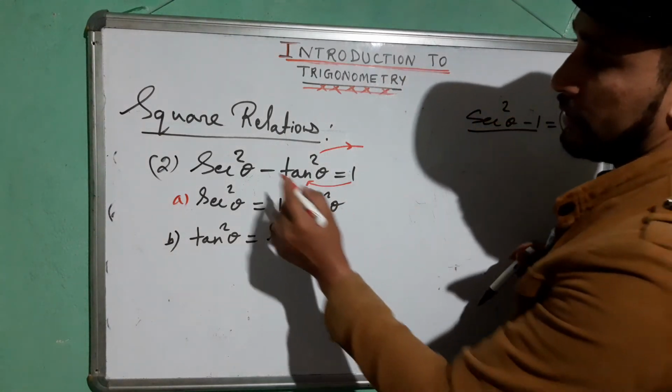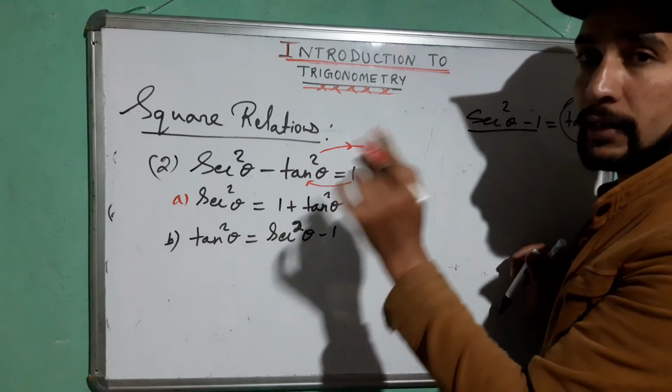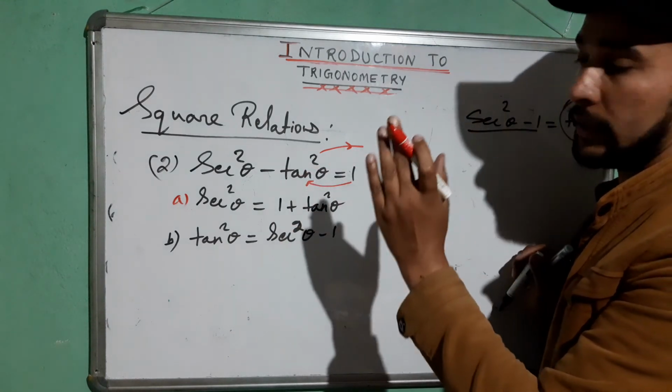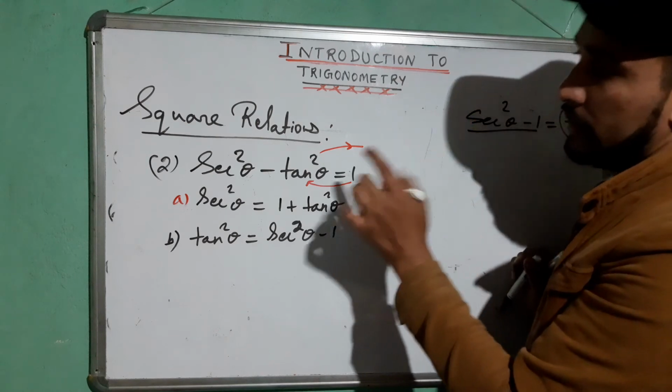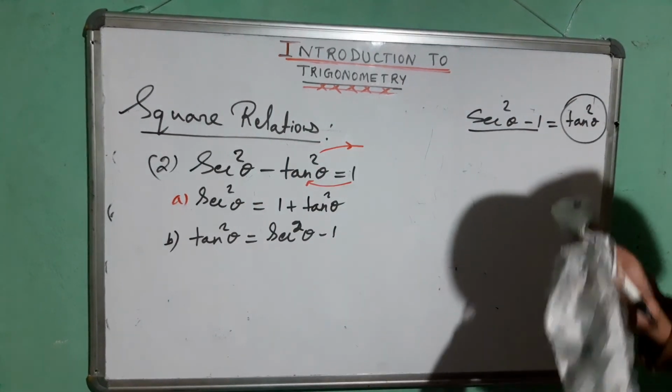There is a square relation between sec and tan. There is a square relation between sin and cos. And for sin and cos, the sign between them is plus. For sec and tan, the middle sign is minus. Okay. Number 3.